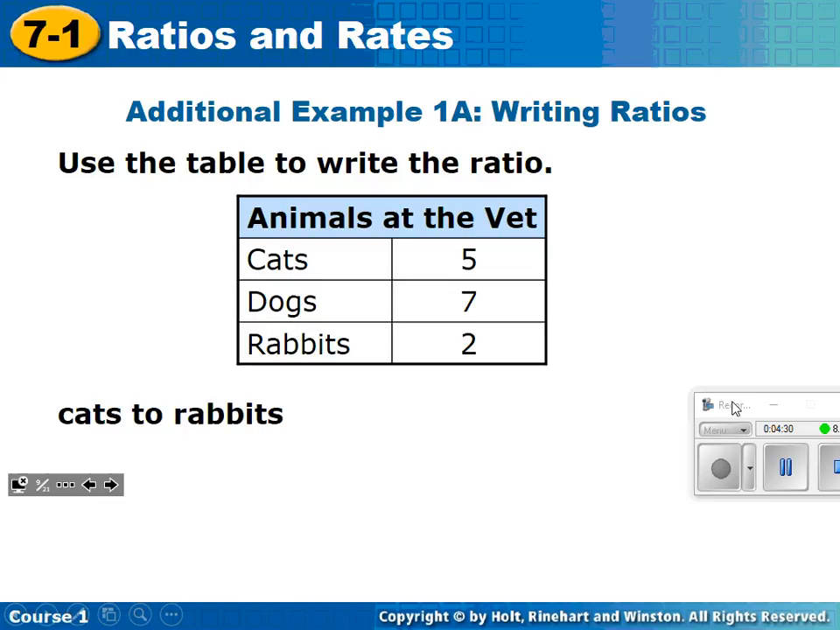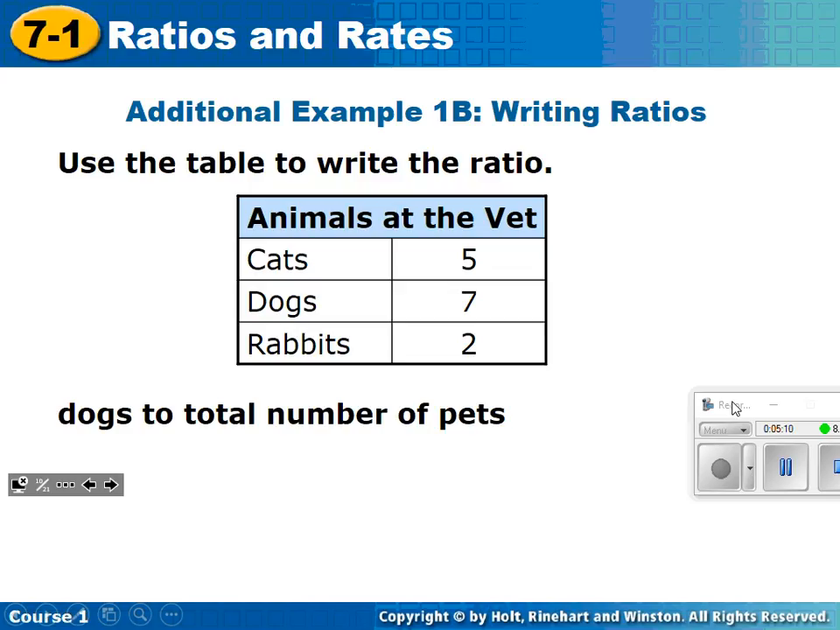So, very easily, what is the ratio of cats to rabbits? 5 to 2, cats to rabbits. Is that a part to part, a whole to part, or a part to whole? Dylan? Part to part, meaning part of the whole thing to part of the whole thing. Part to part. All right. Dogs to the number of pets.